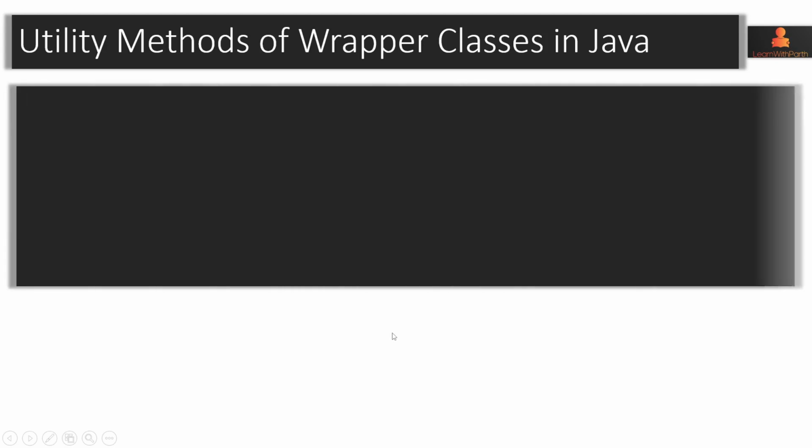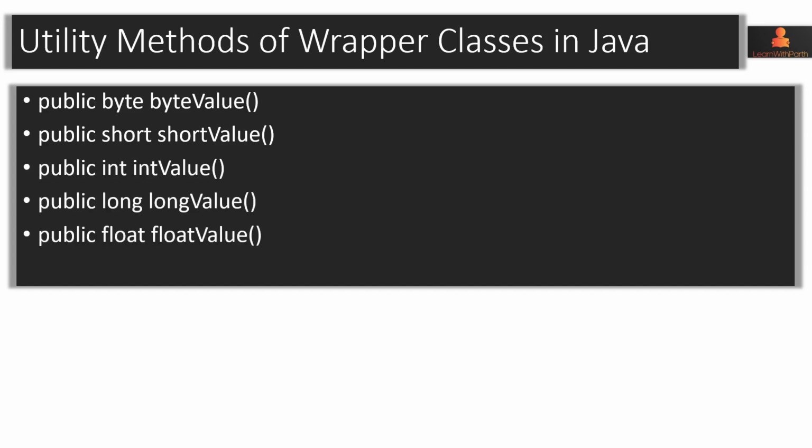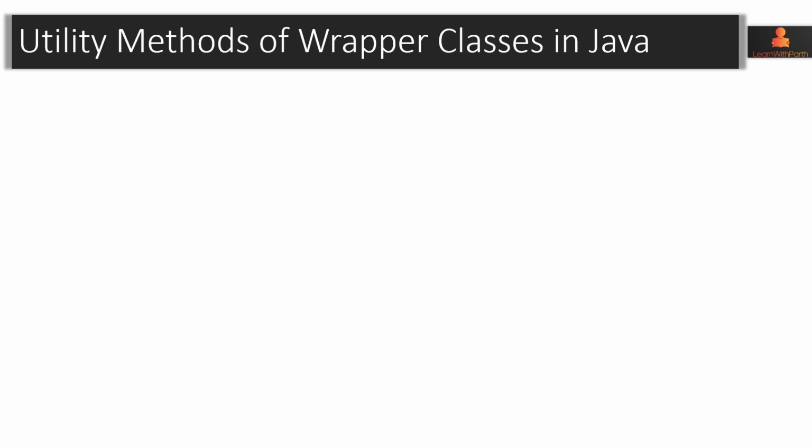These methods are there for all the wrapper classes, like byteValue, that will return the byte of the corresponding integer value, or other data types like shortValue, intValue, longValue, floatValue, and doubleValue.